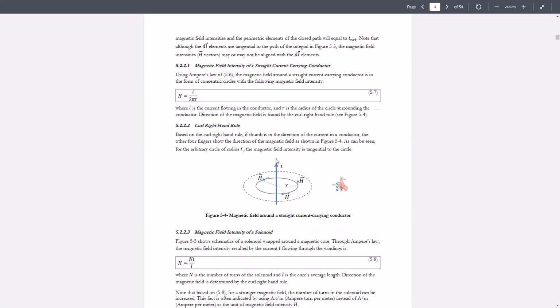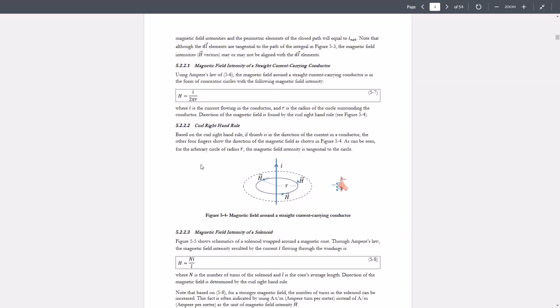Based on that, you have a straight conductor like this. If you put the thumb of your right hand in the direction of the current, then your four other fingers point in the direction of the magnetic field. That's how you find these concentric circles around the straight conductor. On each of these circles, the magnitude of the magnetic field intensity is the same.